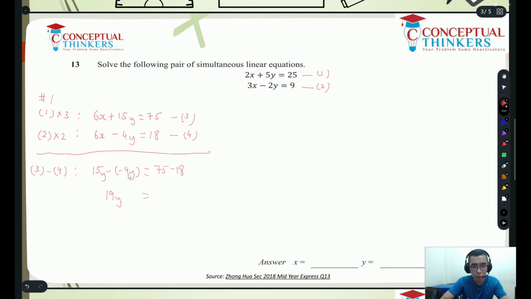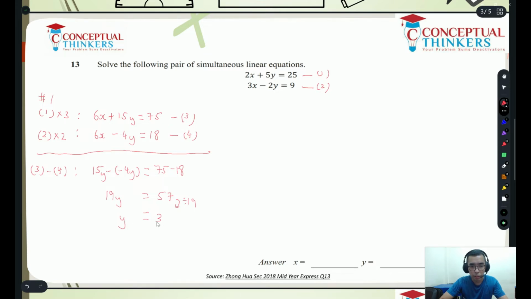Because 15y minus a negative means we are multiplying a negative with a negative, I should get a positive. So 15y plus a positive 4y will give me 19y. I'm going to get 57 over here. Now if you divide throughout by 19, I'm going to get 3. So I already get my answer, y equal to 3.